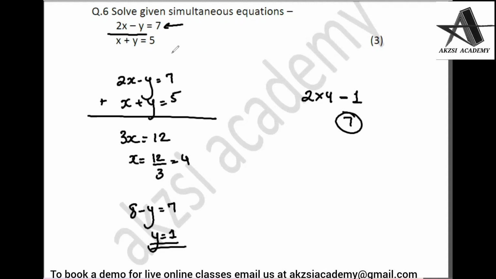Check the second equation as well. It's important, both the equations. x plus y, x is 4, y is 1, equals 5, which is equal to the right hand side. Yes, that means your answer is correct.